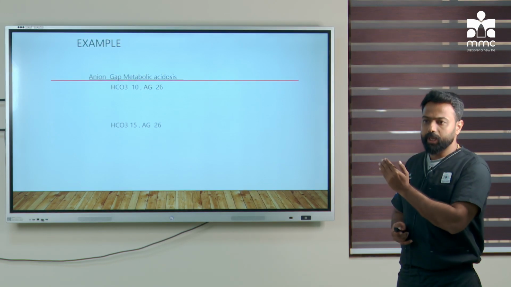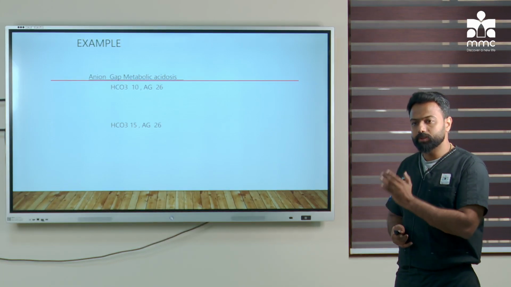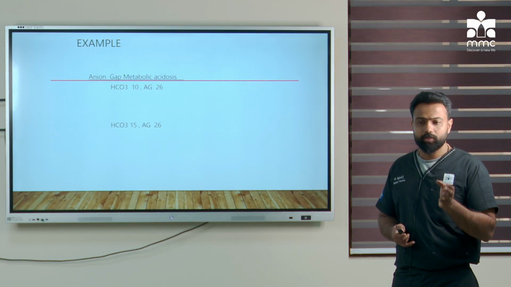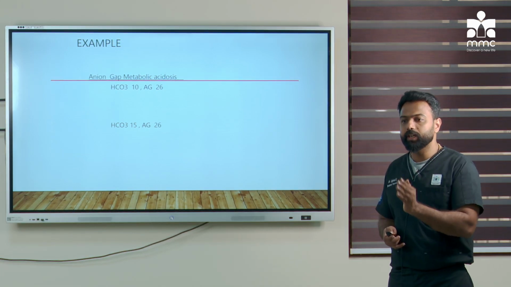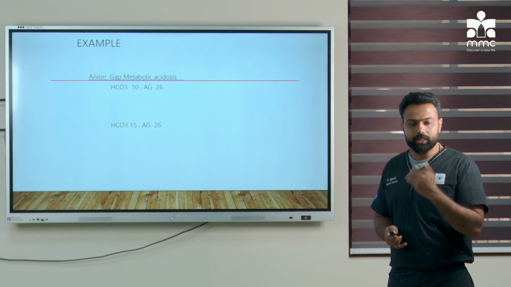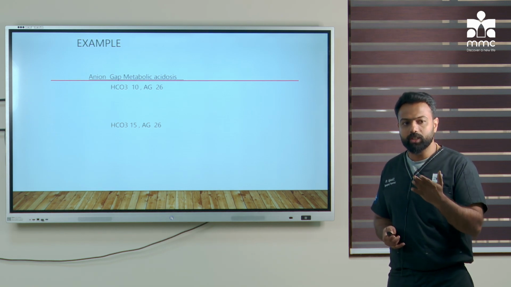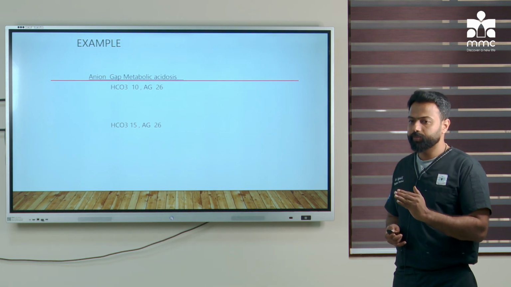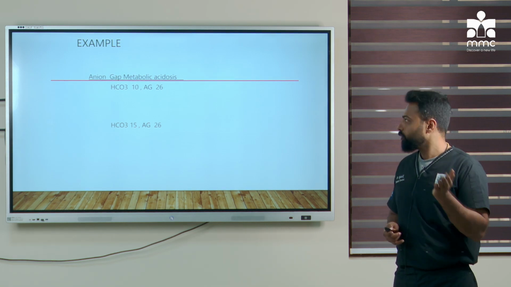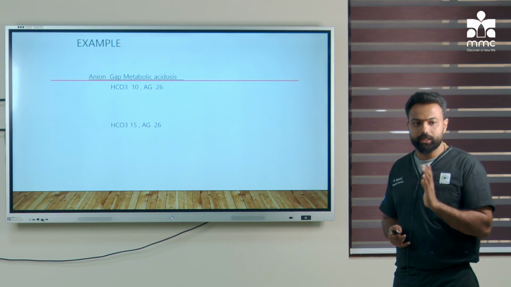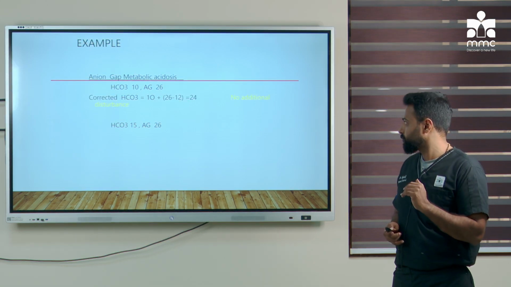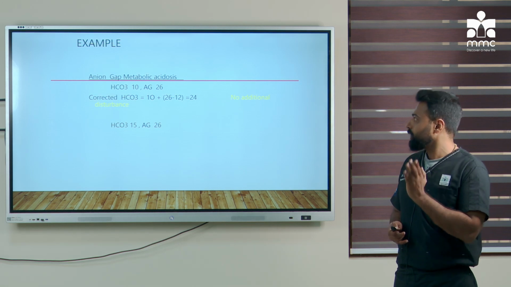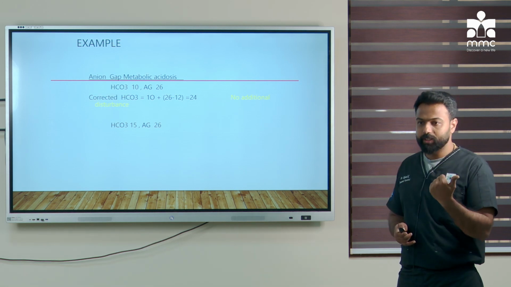So anion gap is 26. Anion gap normally is 12. So it is 26 here. So it is a high anion gap metabolic acidosis. Then the next step is, is any additional metabolic abnormality there with the high anion gap metabolic acidosis? For that you have to calculate the delta. So how do you calculate the corrected HCO3? For that you apply the formula which I showed.